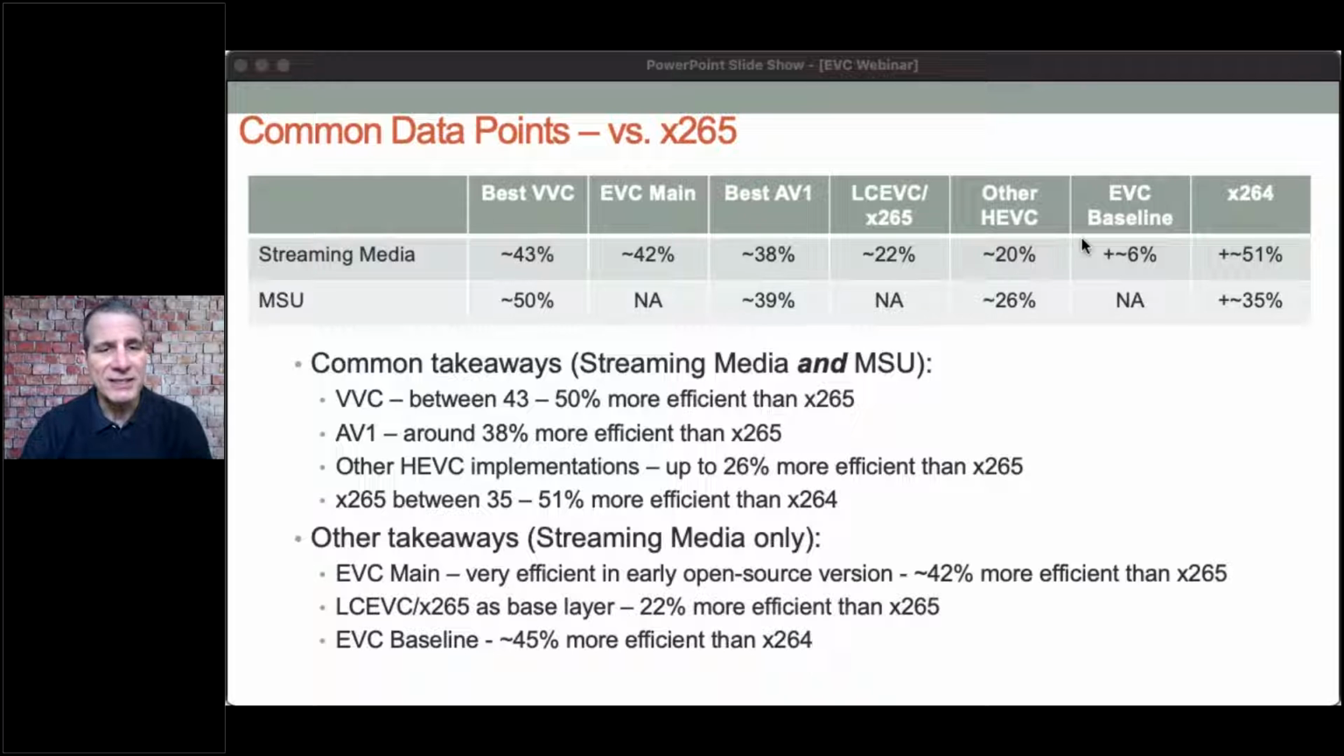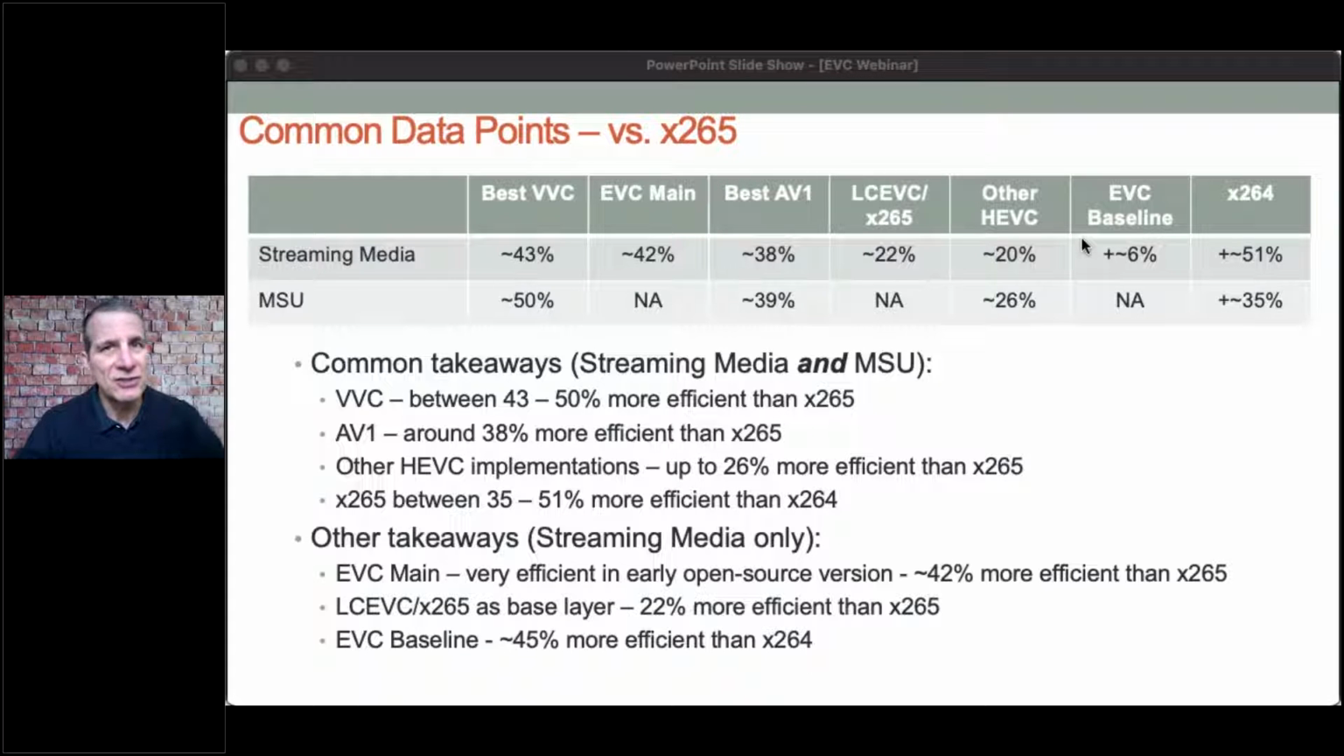So the common takeaways you see, these are the ones that both Streaming Media and MSU looked at. We see VVC is between 43 and 50% more efficient than x265, which is a pretty big number. AV1 is around 38% more efficient than x265, another pretty big number. And other HEVC implementations are up to 26% more efficient than x265. And again, x265 is between 35 and 51% more efficient than x264.